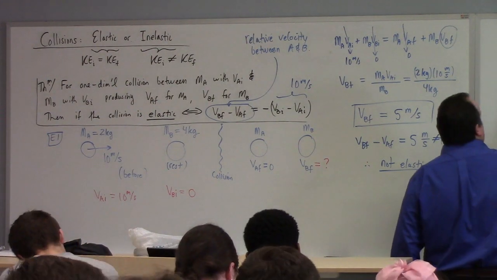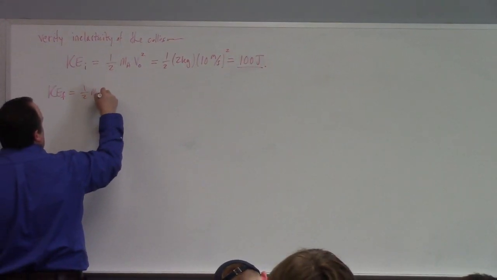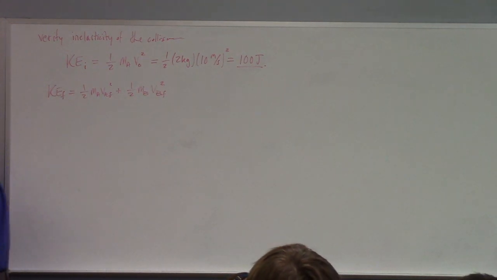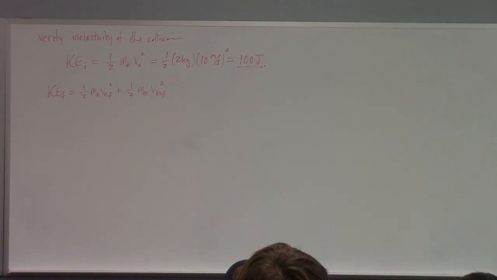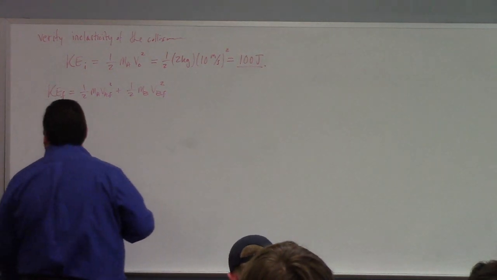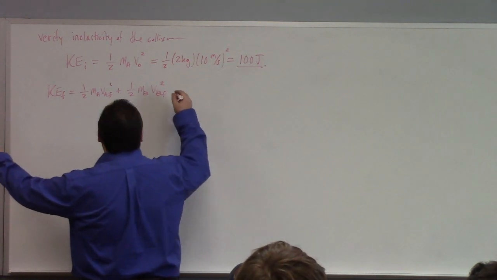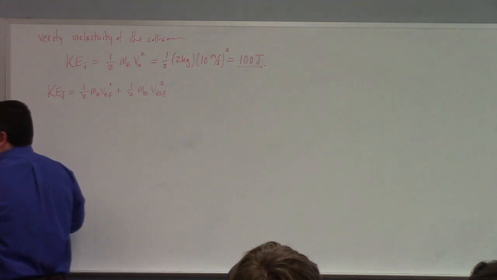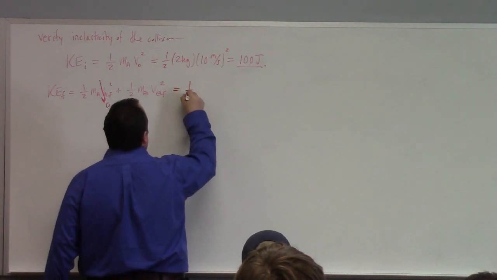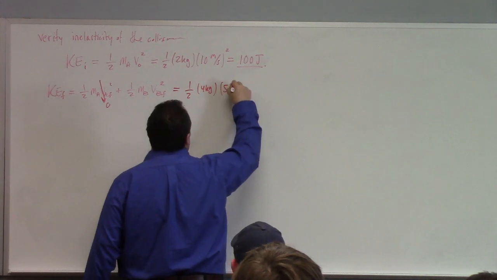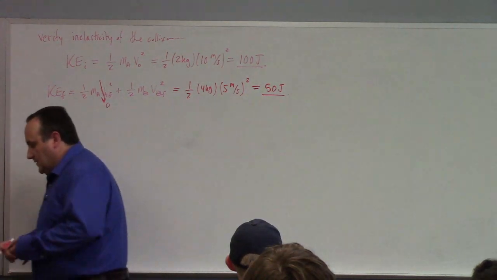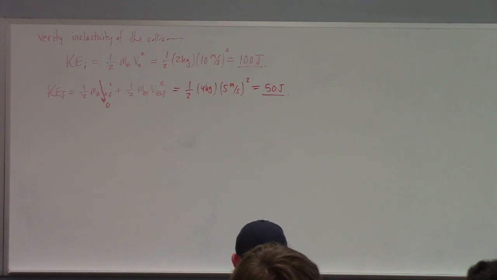On the other hand, KEF is 1/2 MA VAF squared plus 1/2 MB VBF squared, right? When we talk about kinetic energy, we're talking about the kinetic energy of the system. So one of these is 0 by assumption. I assumed in this problem that VAF was given to be 0. And what do you got here? Well, you got 1/2 times 4 kilograms times 5 meters per second squared. That's 25 times 2. That's 50 joules. As you can see, we lost 50 joules in this collision, right? It's an inelastic collision.